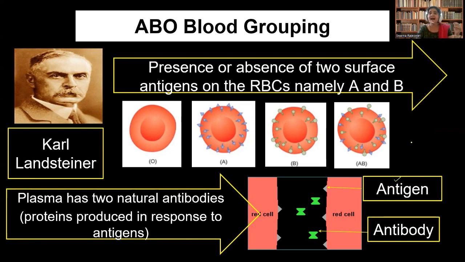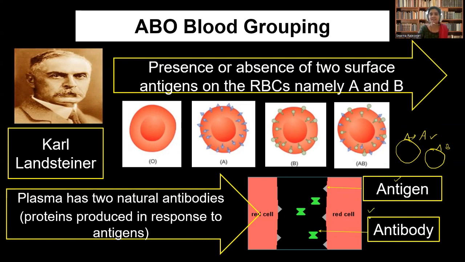These antigens are like markers present on the surface of our RBC. If the blood of a person contains A antigen, then we name that person an A group person. If the blood cell contains B antigen, we name that person a B group person. So in ABO blood grouping, antigens are surface markers present on the surface of the RBC of that person.